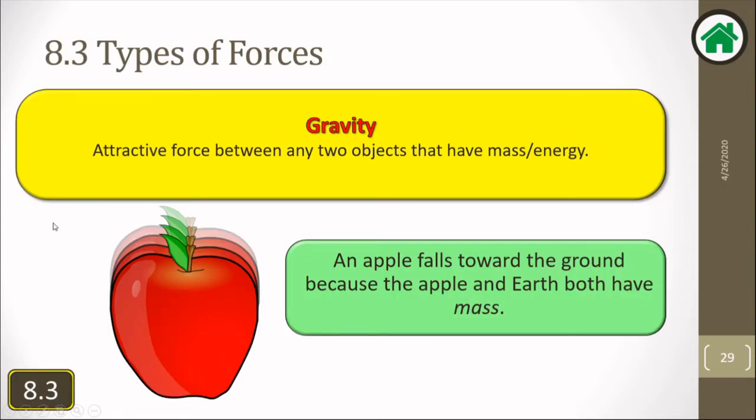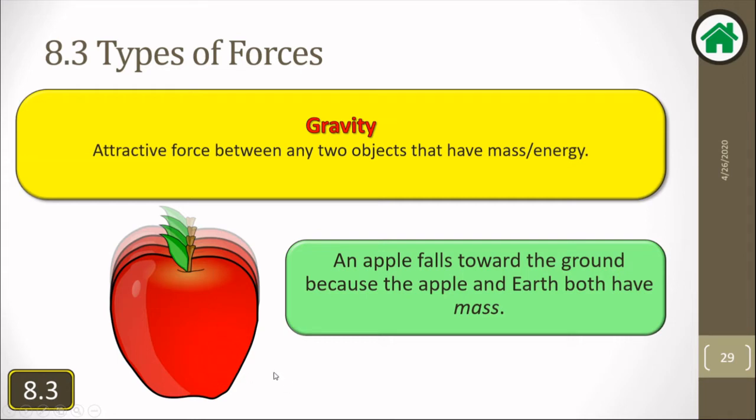Let's start by discussing gravity. Gravity is an attractive force that exists between any two objects that have mass and energy. So for example, when you see an apple falling to the ground, the apple is falling because of the gravitational attraction between the apple and the planet Earth.